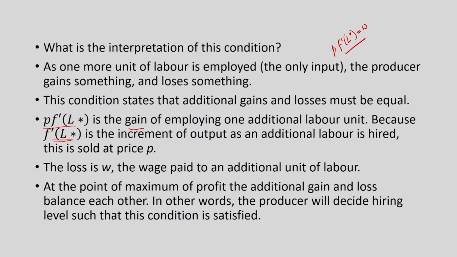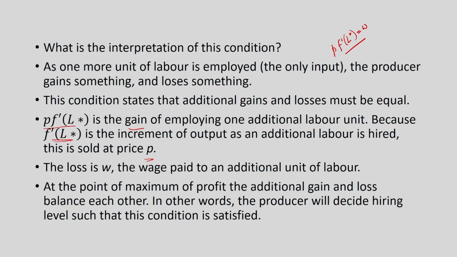And this f dash of L star is the change in the output, the increment in the output. If this is positive, then it will be sold in the market, and what is the price? It will be sold at P per unit. So, P multiplied by f dash of L star is the additional money that the employer gets by employing one more labor input.